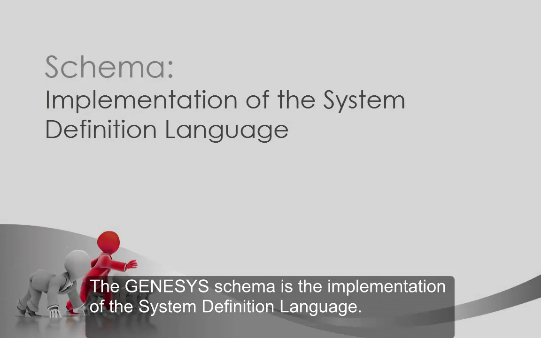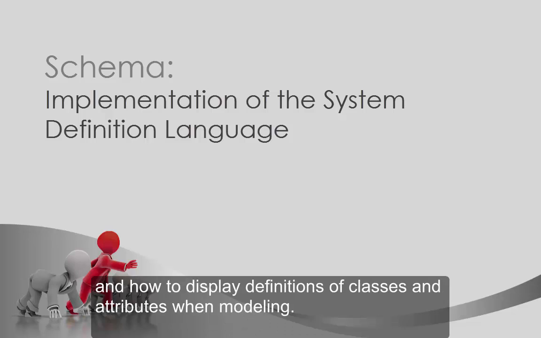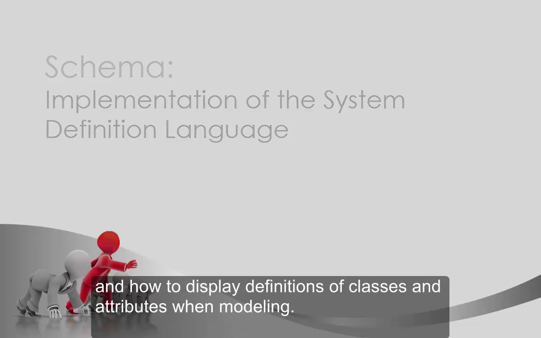The GENESYS schema is the implementation of the system definition language. Let's take a look at a subset of the schema, how to view the schema and its details, and how to display definitions of classes and attributes when modeling.